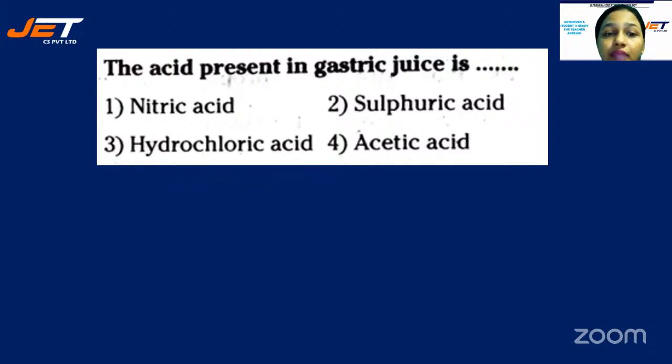Next question. The acid present in gastric juice is nitric acid, sulfuric acid, hydrochloric acid, or acetic acid. This is very easy. We all know that the acid present in gastric juice is hydrochloric acid. Yes?